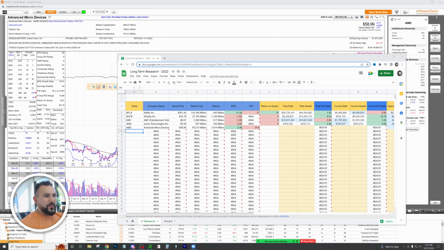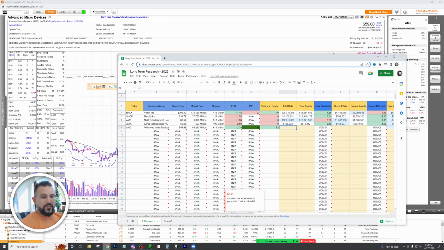EPS is 2.38, pulled right here. PE ratio right now, MarketSmith is giving us 16. So we're going to come here and plug in 16. Perfect. So that is a green right there. Awesome. Now return on equity is 52. Another green. Perfect. Already it's looking better. See what happens when you're starting to find companies that are already in the green, have a track record and have done well in the past here.